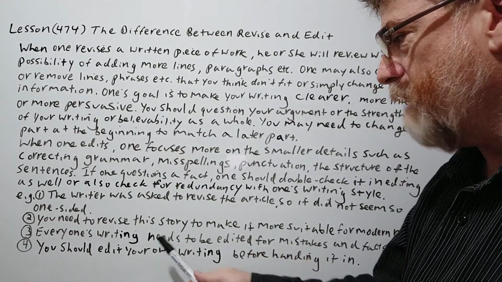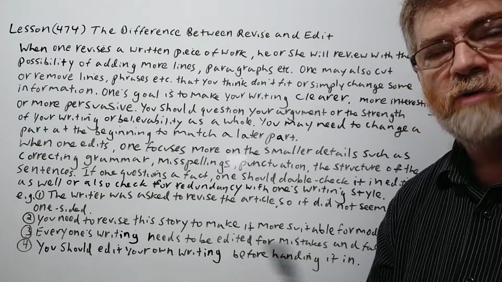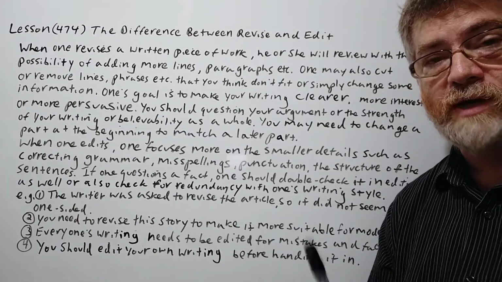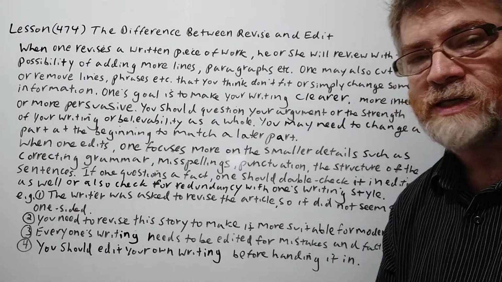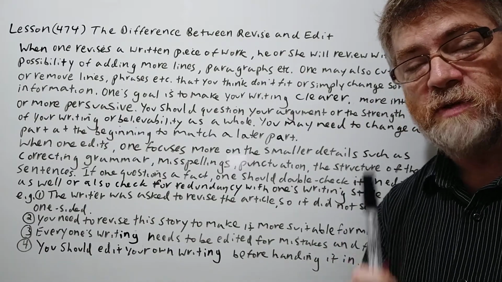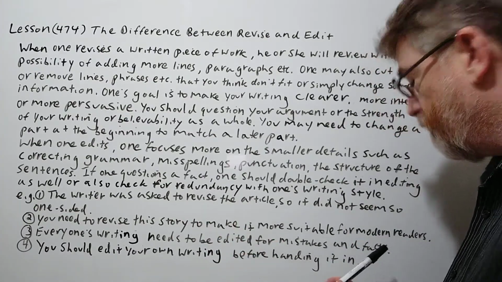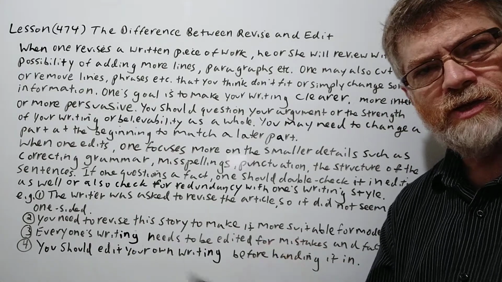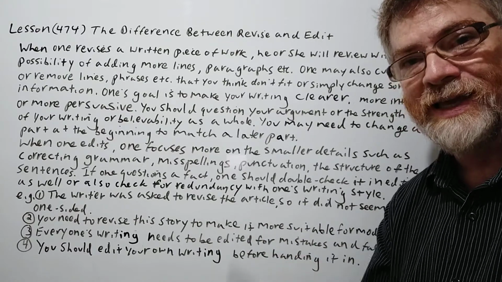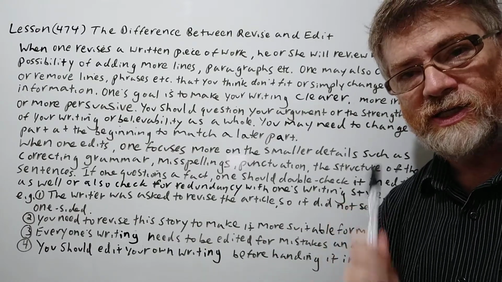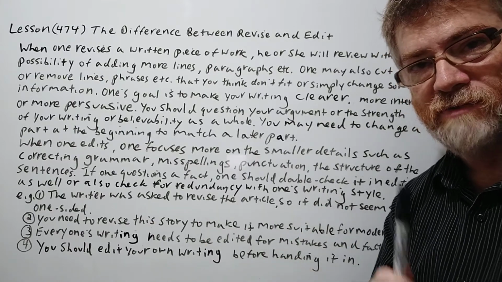Number 3 here. Everyone's writing needs to be edited for mistakes and facts. Nobody's perfect with this. Good writers will probably get most of it right. But you always need somebody else to correct your writing, because it's easier for people to miss their own mistakes, even if they're checking it again. You should always have somebody else look at it, and the facts, to make sure that perhaps you didn't remember something incorrectly. So sometimes it's better to check some facts just to make sure you got it right before you put it into the actual finished writing piece.